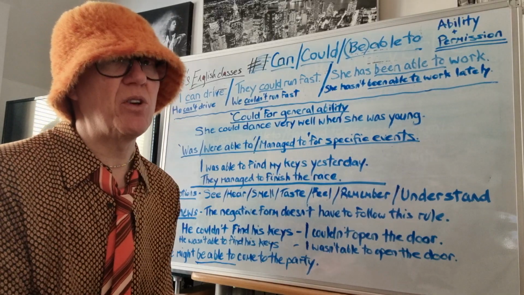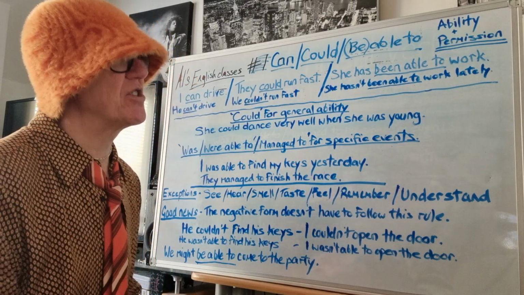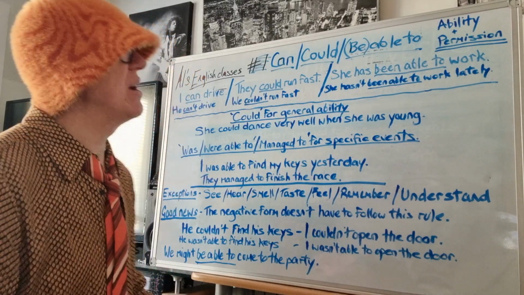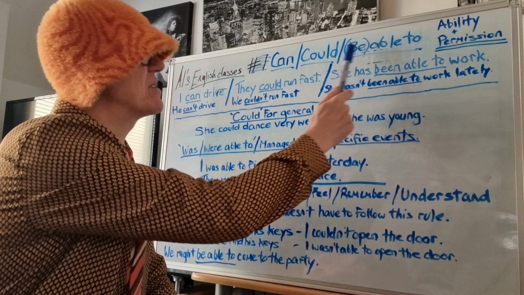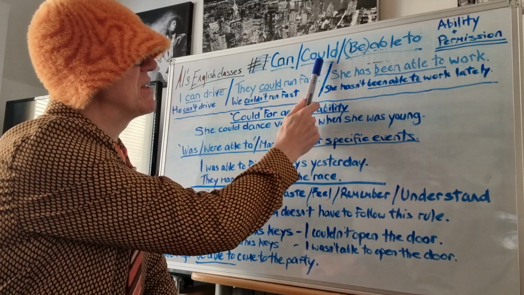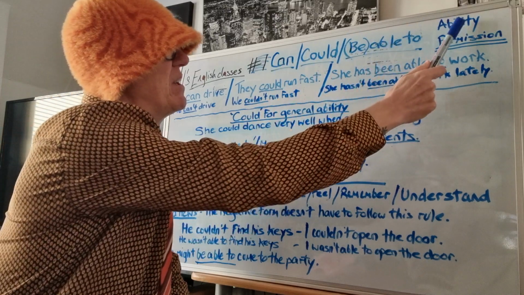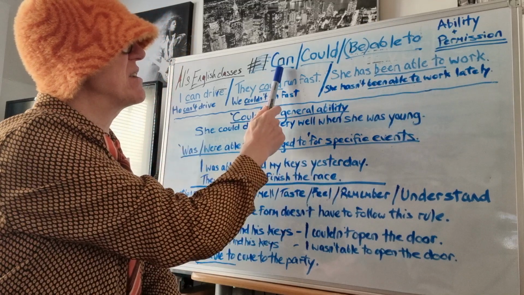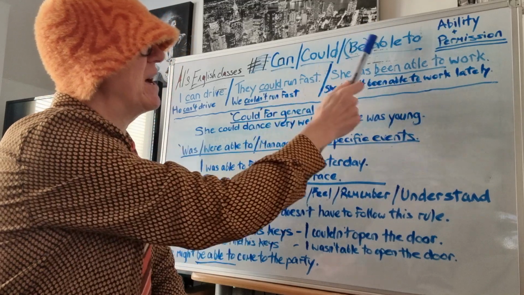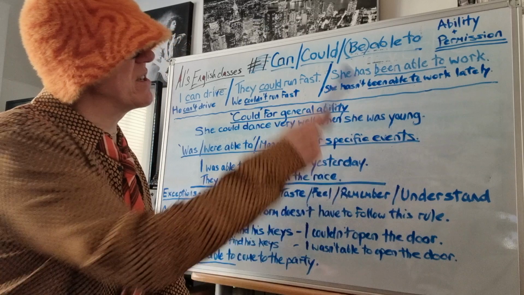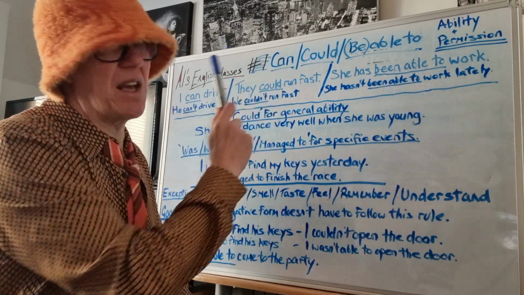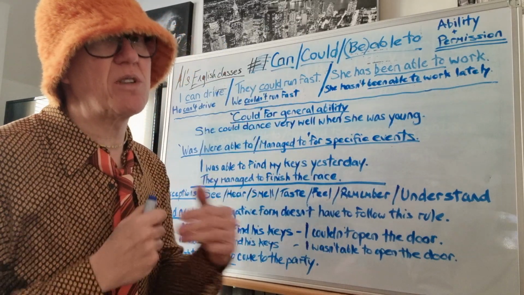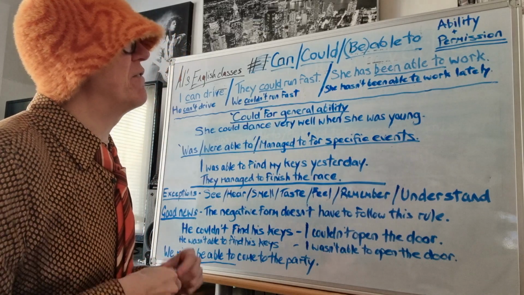Now today we're going to be looking at something a little bit more challenging than what we have been doing, and that is modal verbs. Can, could, be able to, for ability and permission. Okay, the present form, the past form, and the infinitive form. If you want to know about could for possibility, there will be another video because I'm going to do a series of modal verb videos.